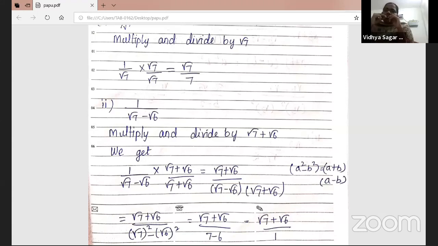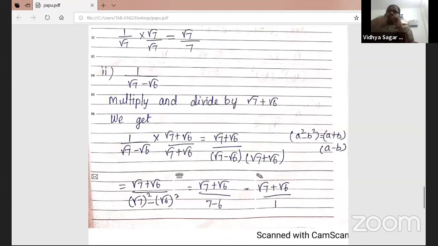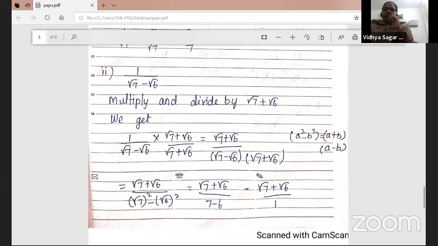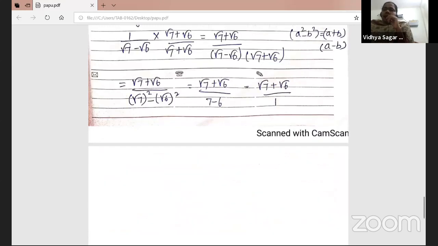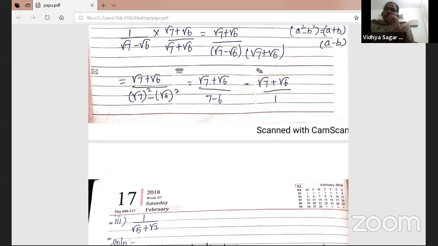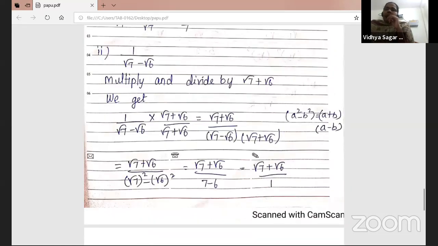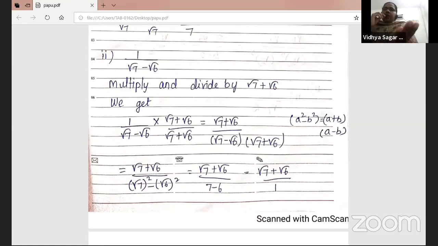So which formula is applicable here? The a square minus b square formula is applicable here. Root 7 plus root 6 will remain the same in the numerator. The denominator is root 7 the whole square minus root 6 the whole square. So root 7 plus root 6 by 7 minus 6, which is 1. So the value is root 7 plus root 6. Okay, once again we'll repeat the sum. It's very, very important. If you have a single term, you can directly multiply the numerator and denominator.